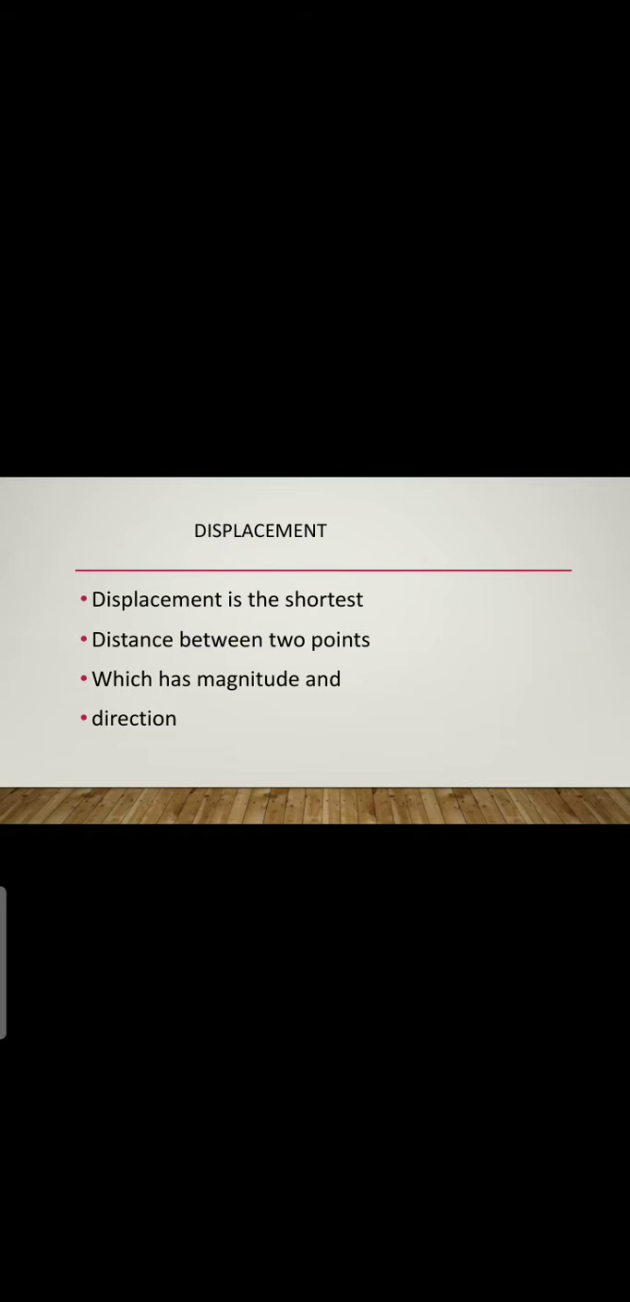So there lies the difference between the distance and the displacement. In the displacement we not only consider the distance between the 2 points, which is the magnitude, we also consider the direction between the 2 points A and B. So we also consider the direction of the body between these 2 points.